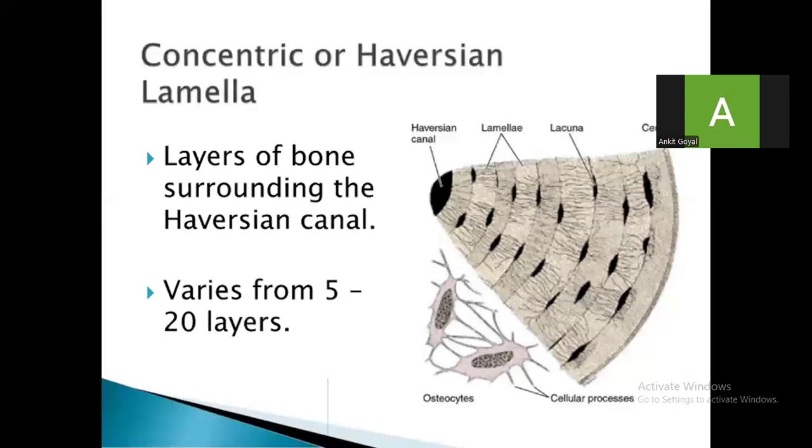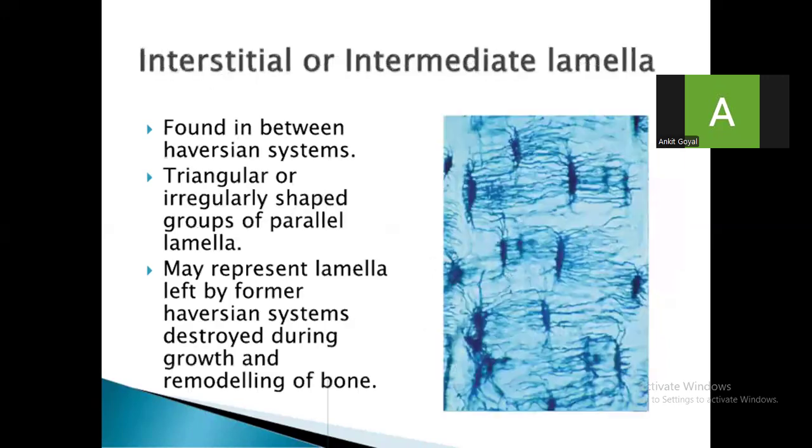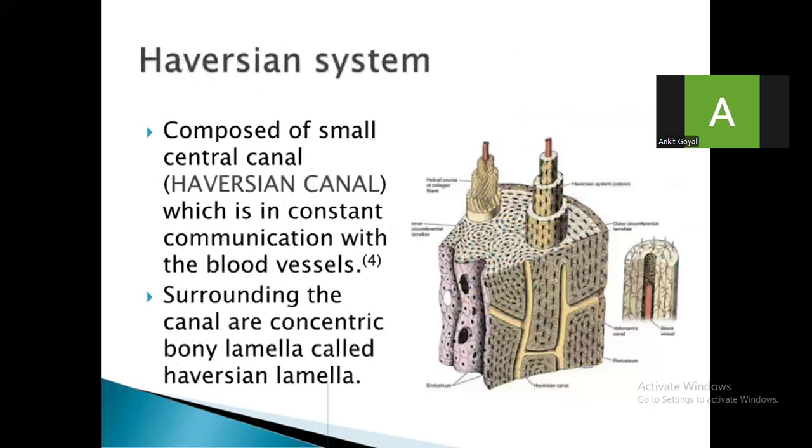Concentric or Haversian lamellae. These are layers of bone surrounding the Haversian canal. These vary from 5 to 20 layers. Interstitial or intermediate lamellae are found in between Haversian systems, as triangular or irregularly shaped groups of parallel lamellae. They may represent lamellae left by former Haversian systems, destroyed during growth and remodeling of bone.